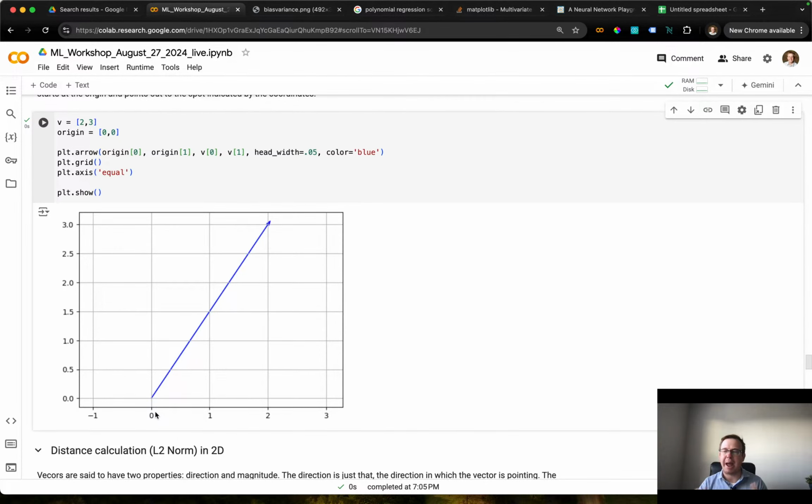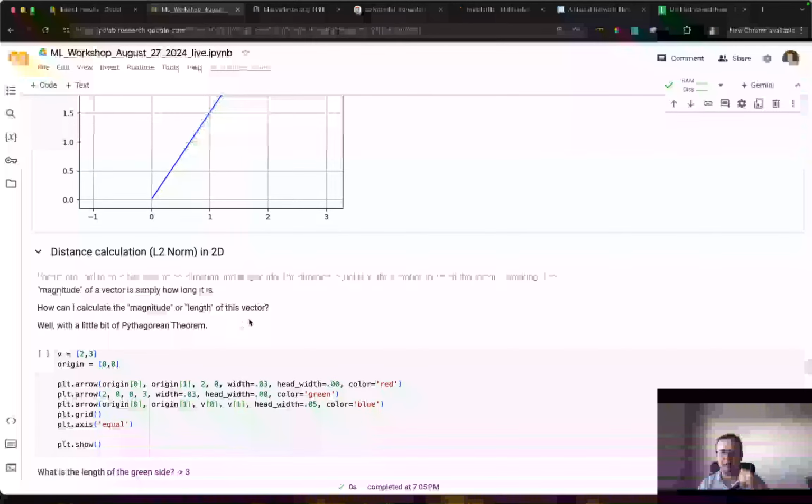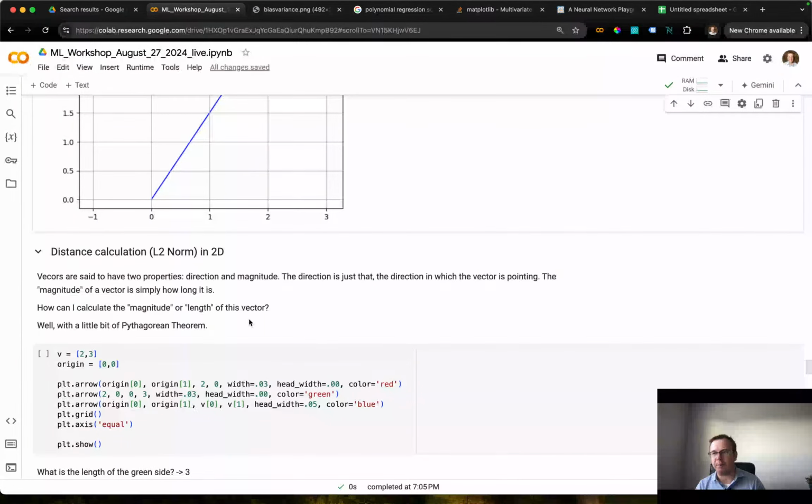Well, we can see that this vector is pointing in a specific direction along our coordinate plane, and that it has a magnitude. The magnitude is the length of this vector. So if you hear magnitude, just think length. Okay? So how can we calculate the length of this vector? Well, we could use something called the L2 norm.